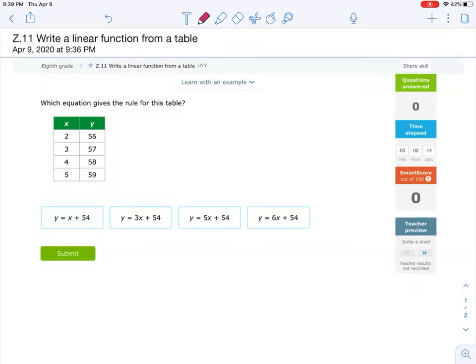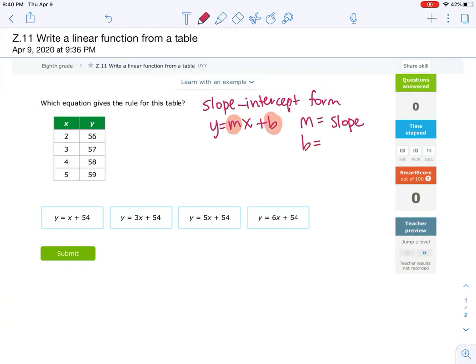This video is to help with Z.11, Write a linear function from a table. All of these answers need to be in slope-intercept form, and slope-intercept form is y equals mx plus b. So what we have to do is find m. Remember, m is the slope. We also have to find b. Remember, b is the y-intercept.